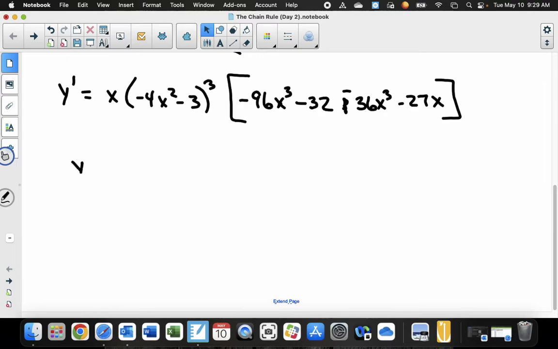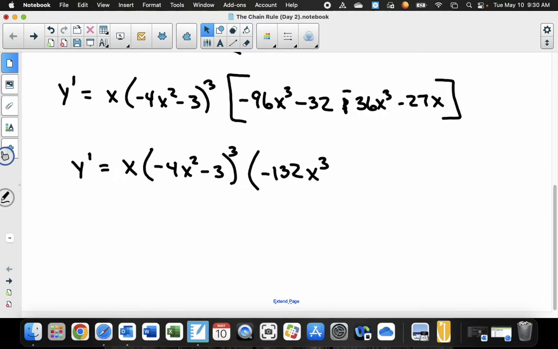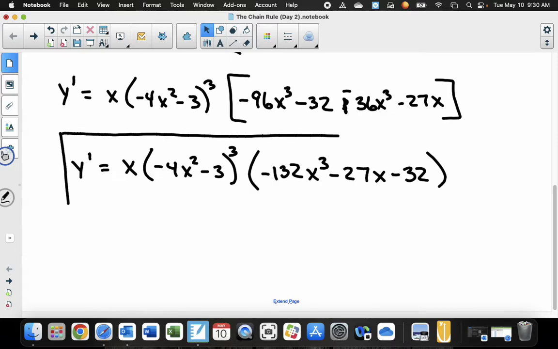So, y prime is x times negative 4x squared minus 3 cubed. I'm going to now turn this back into a parenthesis because now it will be a factor. And we just combine like terms. If you put the x cubes together, you should get a negative 132. You then have a minus 27x that I can't do anything with, and you have a minus 32 I can't do anything with.